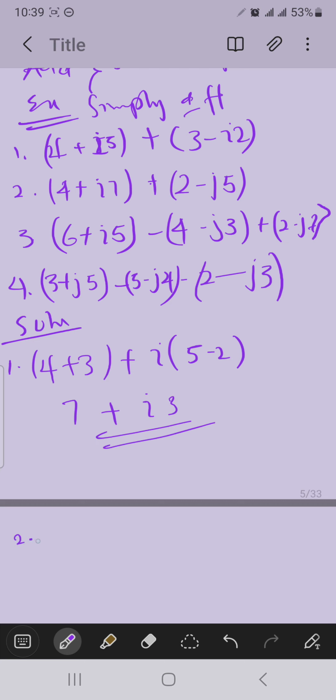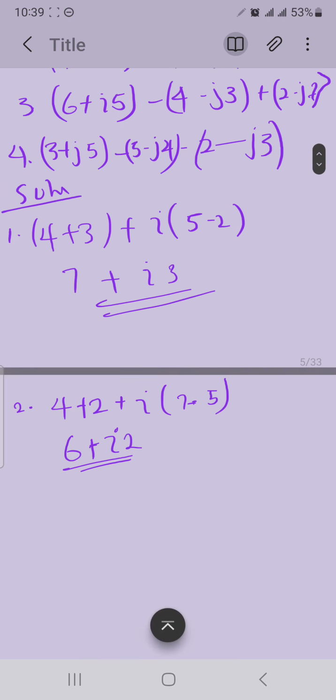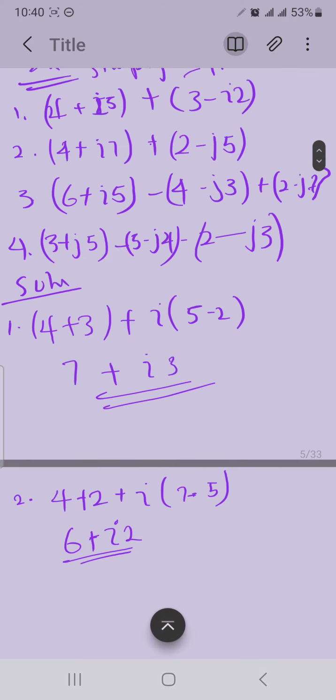The second one, you are going to have 4 plus 2, plus i into bracket 7 minus 5. So this one is going to be 6 plus 2i. I don't know if you see so or not. Okay, the sign there was plus.